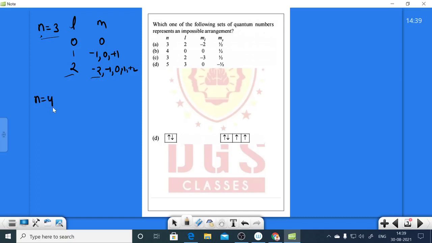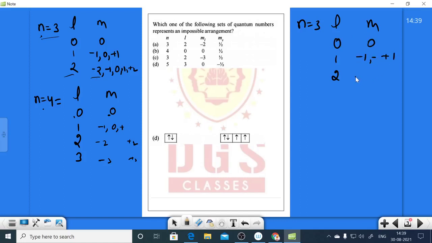Now n equal to 4 can have l values of 0, 1, 2, 3, as l can take values from 0 to n minus 1, and m will be 0, minus 1, 0, plus 1, and then minus 2 to plus 2, and minus 3 to plus 3. So 4, 0, 0, yes, this is applicable. Definitely half will be there. So for n equal to 3, we can have l 0, 1, 2, m 0, minus 1 to plus 1, then minus 2 to plus 2. Now in this option, we have this minus 3 value of m, which is not feasible, which is not possible. So this is an impossible arrangement.